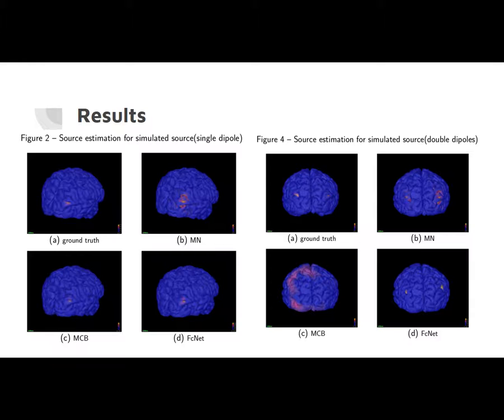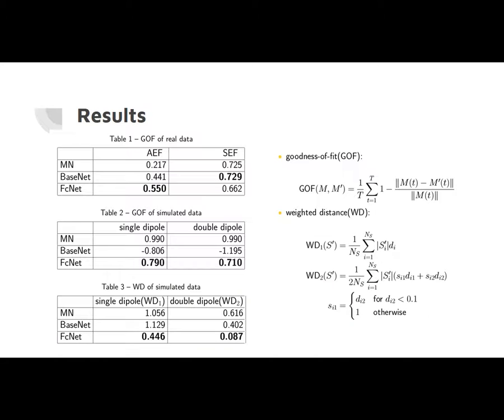Besides raw data, we also compare results for simulation data. From these figures, we can see that even if MCB can't get a good spatial filter, our FCNet can still learn to locate the source, as compared with the other traditional methods. Also, the statistics suggest our observation above.